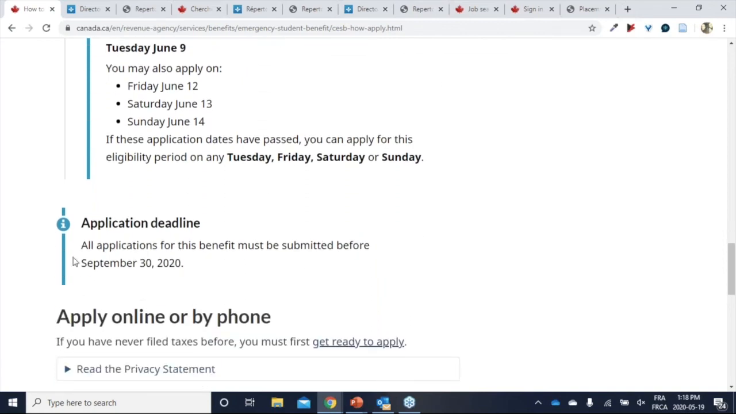Like I mentioned earlier, all applications for this benefit have to be submitted before September 30th, 2020. Otherwise, you'll miss the boat.